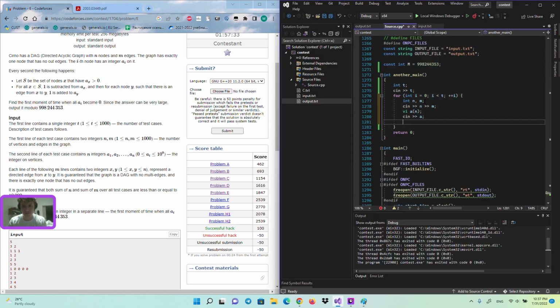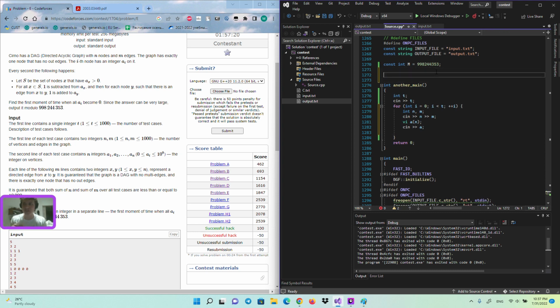Okay, let's try and write it. So firstly, what we must do is calculate with dynamic programming how many units each vertex produces. So int DFS(int v), provide g.